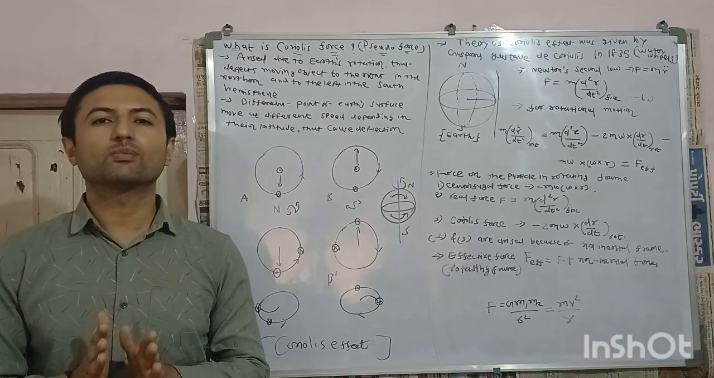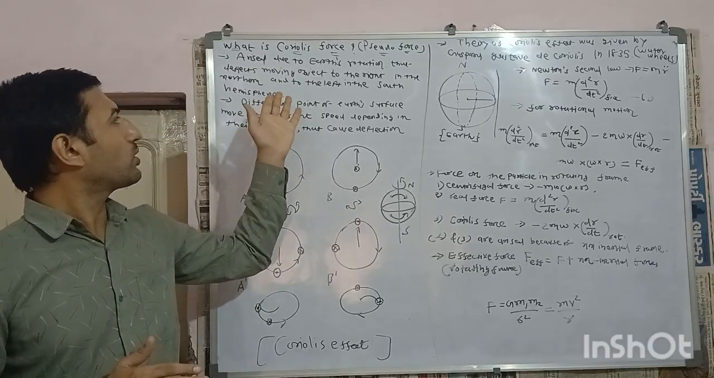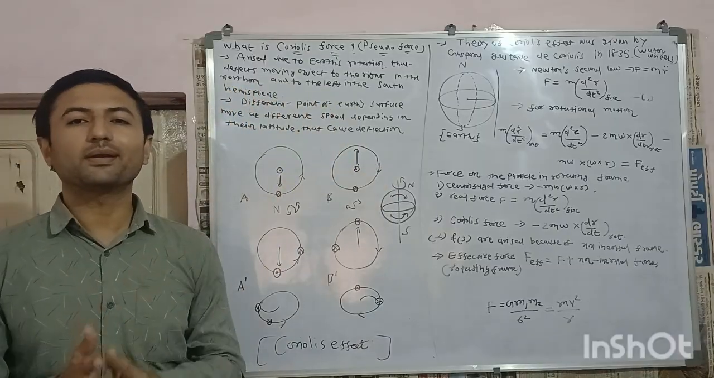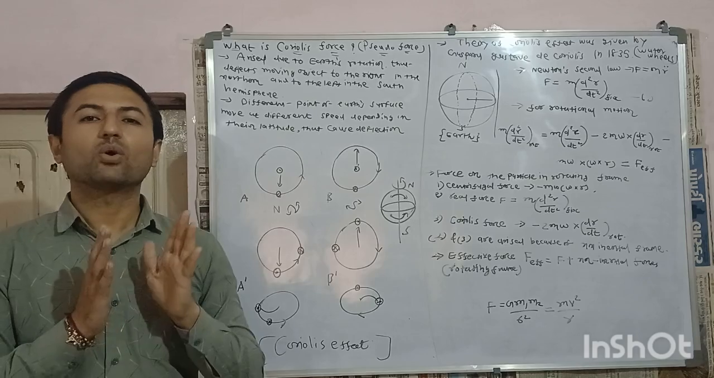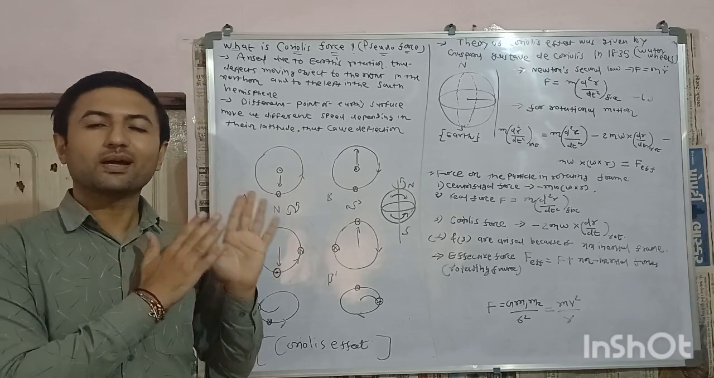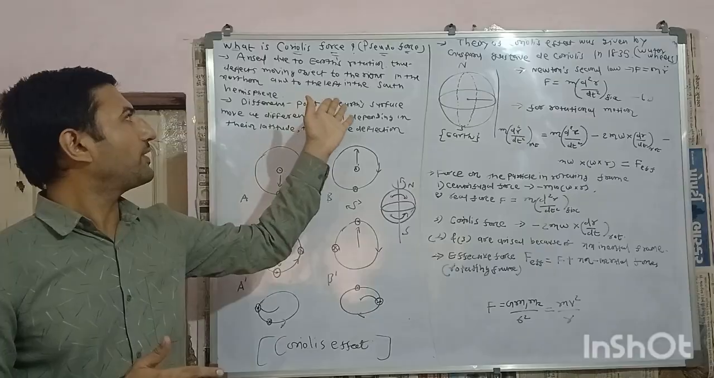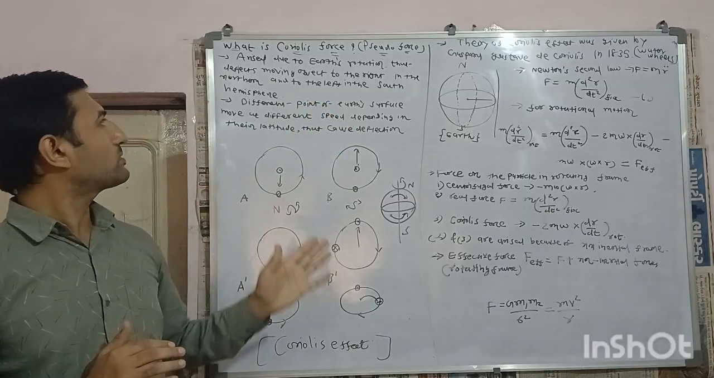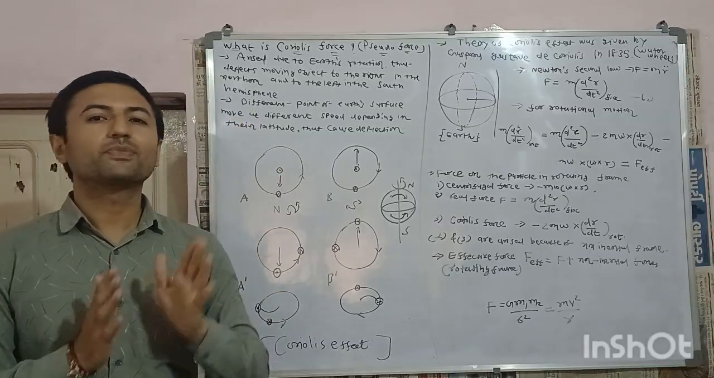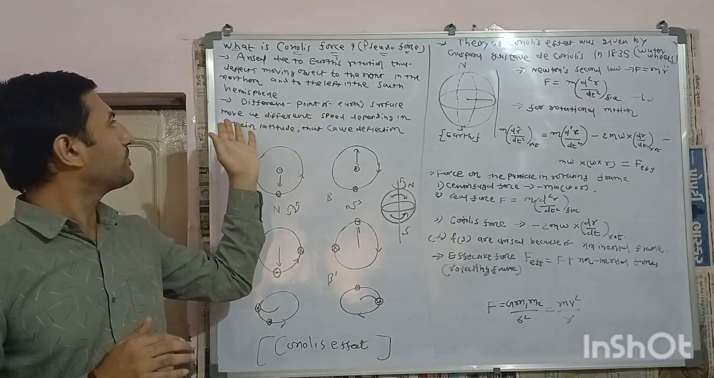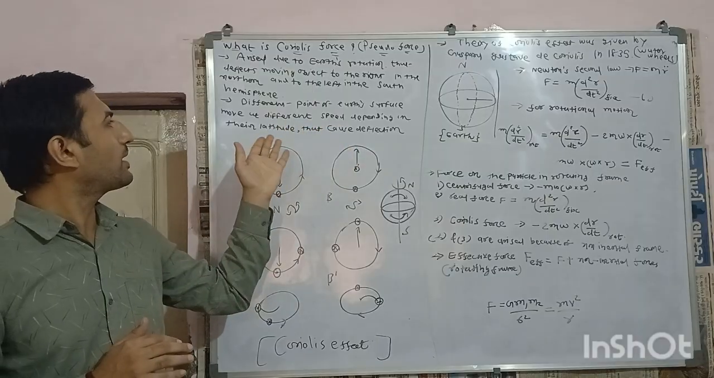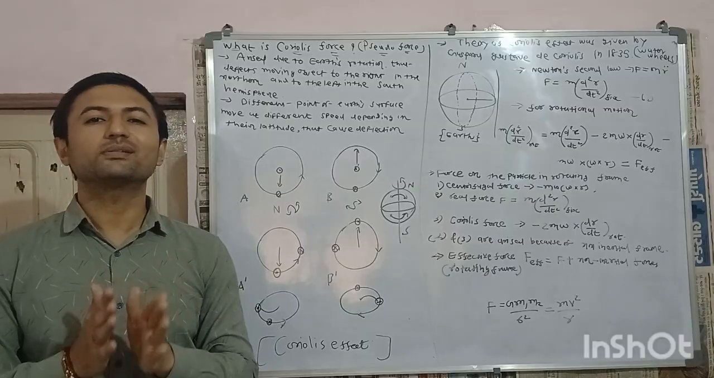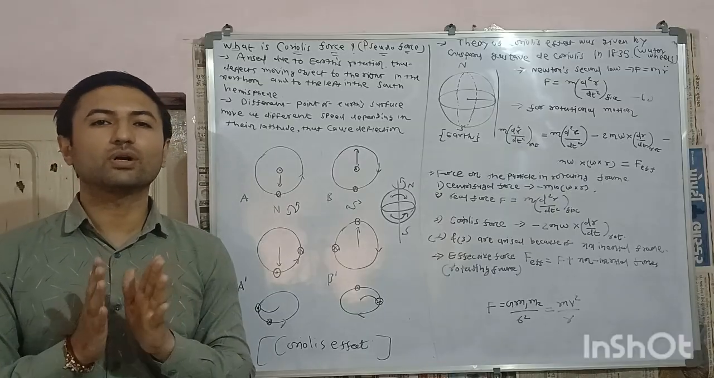Due to Earth's rotational motion, moving objects on Earth's surface will be deflected toward the right direction if they are in the northern hemisphere. They will be deflected in the left direction if they are in the southern hemisphere. Because as Earth is round, different points of Earth's surface move at different speeds depending on their latitude, and that is why deflection of moving objects is created because of Earth's rotational motion.